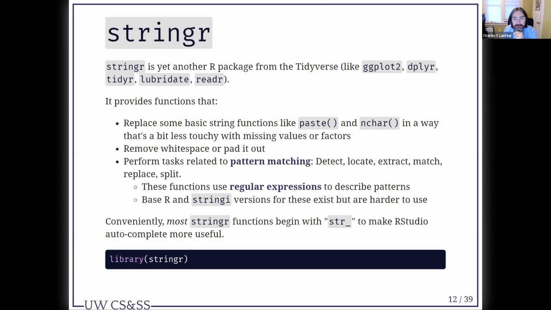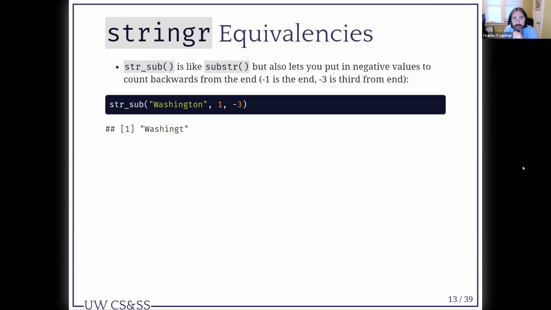Okay, so we load it up. Let's do some stuff with it. First thing is I want to show you some equivalencies. So these are just functions in stringr that work basically the same way as the base R ones, though sometimes they augment them a little bit. One example, which we've used a bunch in this class, is str_sub, the string sub function. This works basically like base R's substring function, but it adds one important, powerful thing.